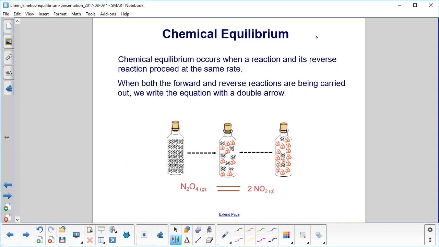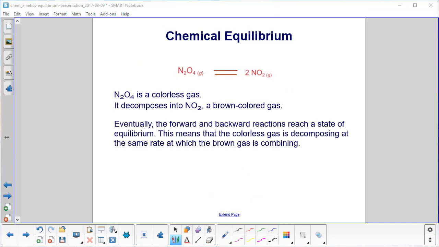Chemical equilibrium, we're shifting gears away from physical. That occurs when a reaction and its reverse reaction proceed at the same rate. When that occurs, we write the equation with a double arrow. So, right, it goes this way and it's going this way. So what we have here is dinitrogen tetraoxide turning into nitrogen dioxide. That's this here. Then this way, you have nitrogen dioxide turning into dinitrogen tetraoxide.